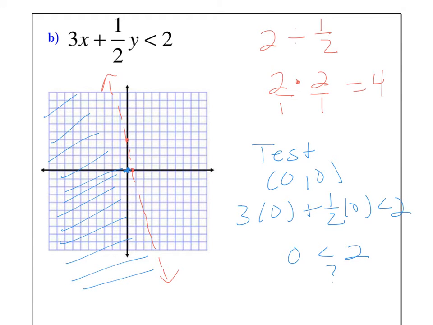If that had been a false inequality, then I would have shaded on the other side. So if I picked any point in the shaded region and plugged it into my inequality, then that would make my inequality true.